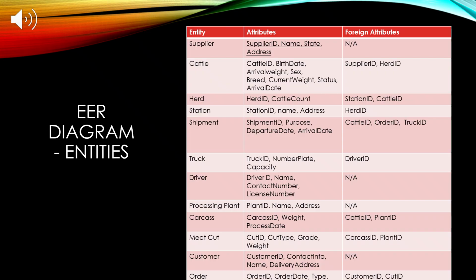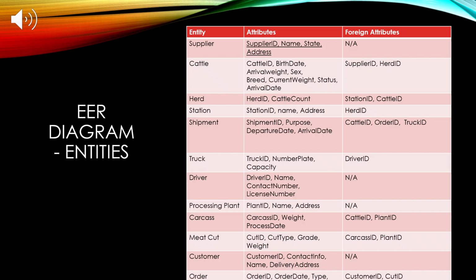For the processing plant, it would be the plant ID, the name, and the address with no foreign attributes. The carcass would be the carcass ID, the weight, the processing date, and the foreign attributes would be the cattle ID and the plant ID. For the meat cut, it would be the cut ID, cut type, grade, and weight, and for the foreign attributes, it would be the carcass ID and the plant ID, just so we can keep track of which carcass has been processed and which plant it has been processed at.